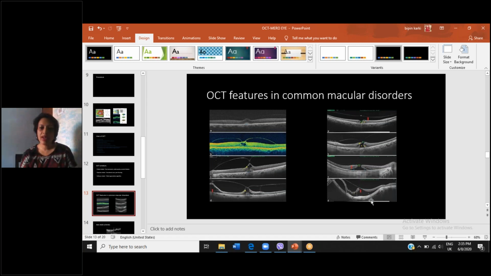And this fourth one is the myopic eye, which has got a full thickness macular hole. There's still vitreoretinal traction happening there and subretinal fluid there. So this is for very bad prognosis unless intervened on time.